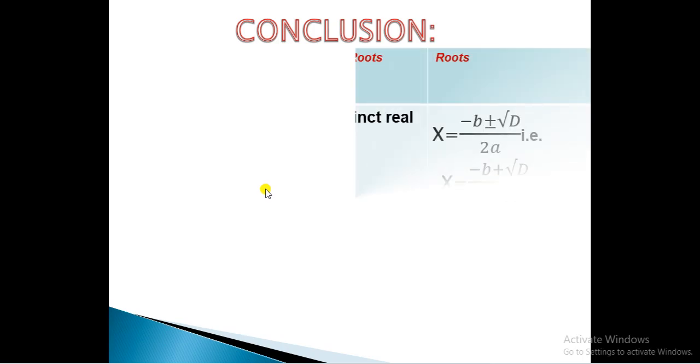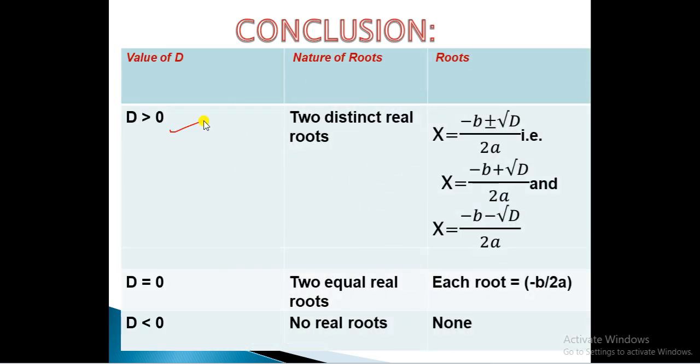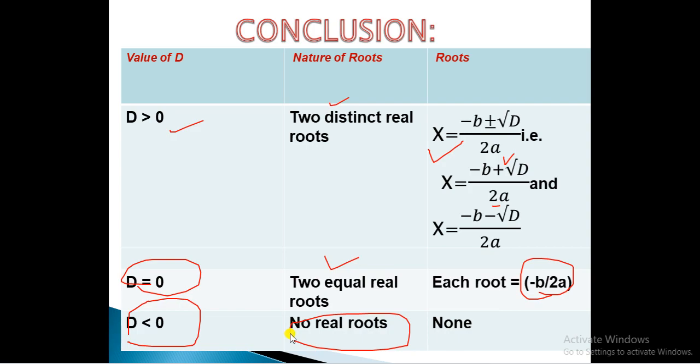So students, let us generalize now what we have got after finding out the value of d. Whenever your d is greater than 0, we will have two distinct real roots, and you will find them by using the quadratic formula, once taking the positive and once the negative sign. Now when your d is equal to 0, when the discriminant is equal to 0, we will have two equal roots, that is, each root will be minus b upon 2a. Next, when d is less than 0, we will have no real roots in this case.